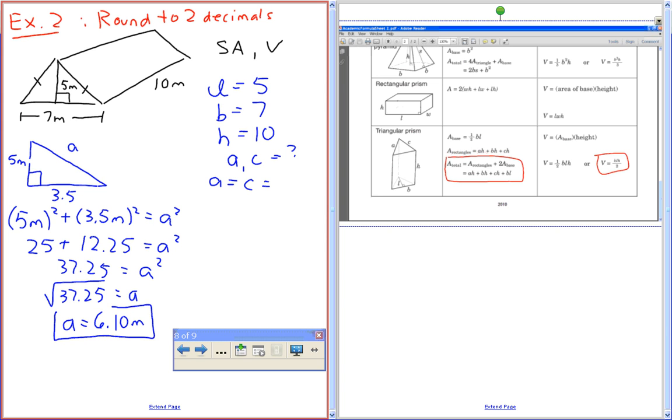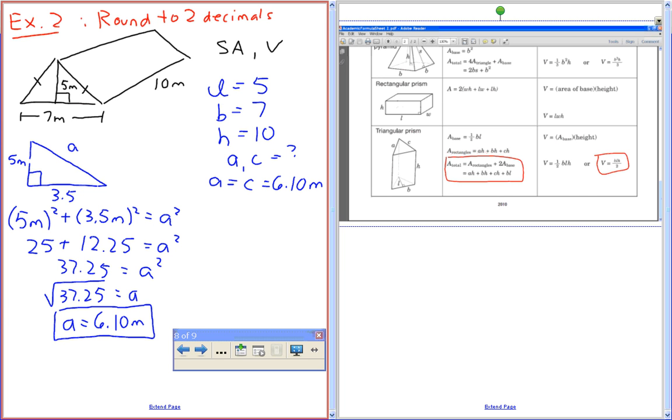Okay, now again, I knew it was around 6 because the square root of 36 is 6. So the square root of 37 is going to be just a little bit more than that. Good, so now I have my A and my C, and I have that to be 6.1. You guys should be able to take it from there.